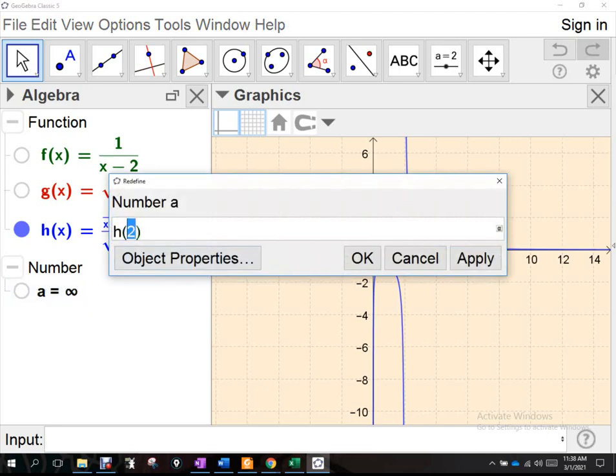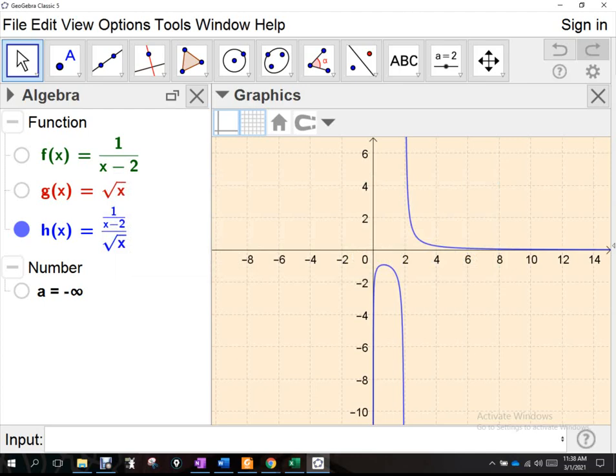If I plug in H of 0, I get negative infinity back. That's an idea. It's not a number. So that tells me in that situation, and that's what we came up with, right? 1 over X minus 2 over radical X. But we said X was not allowed to be 0 in that case because when I plug in 0 right here, it gives me back negative infinity, an undefined value.